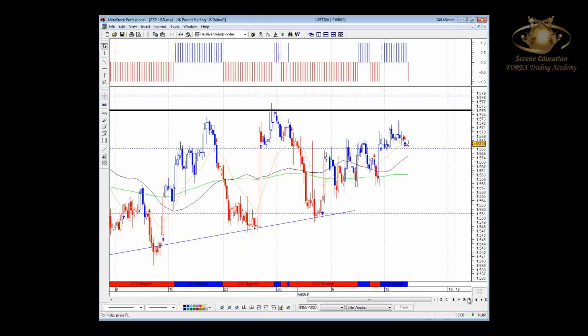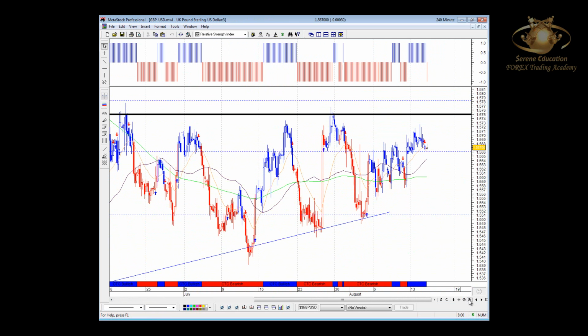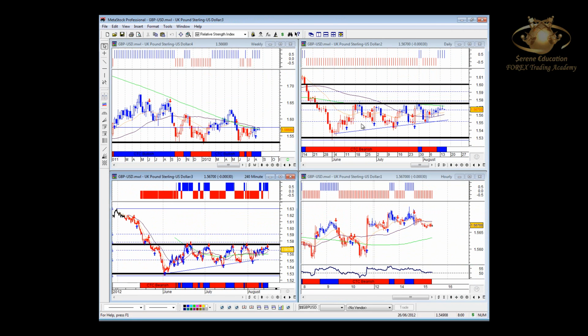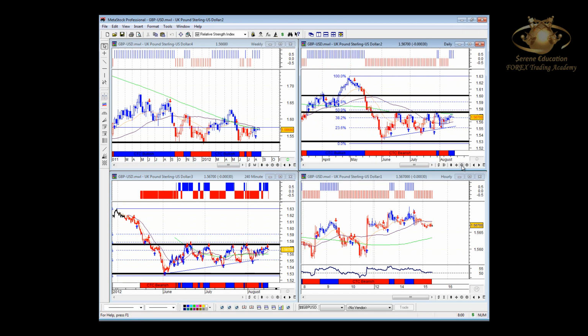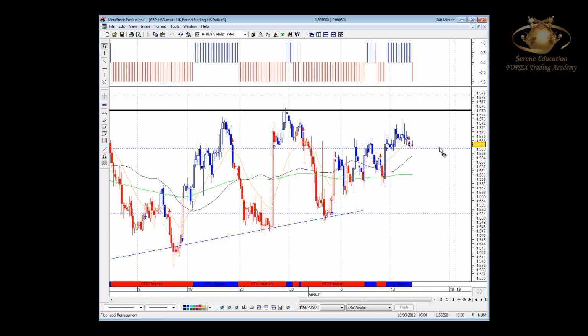You can see price is trading above that Fibonacci retracement level here. Apologies, I've gone blank here. Sorry, guys, this is the 38.2. Okay, so on our 4-hour chart, the 38.2 is the 1566 mark.